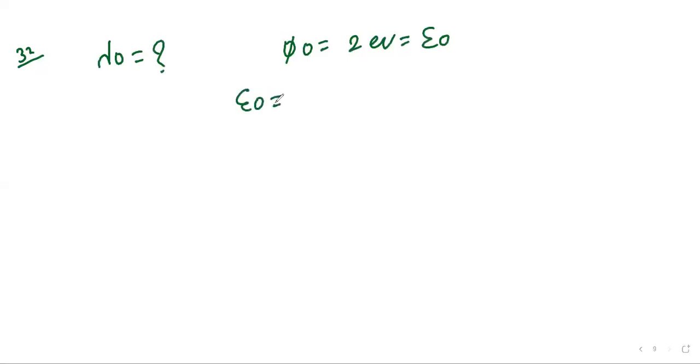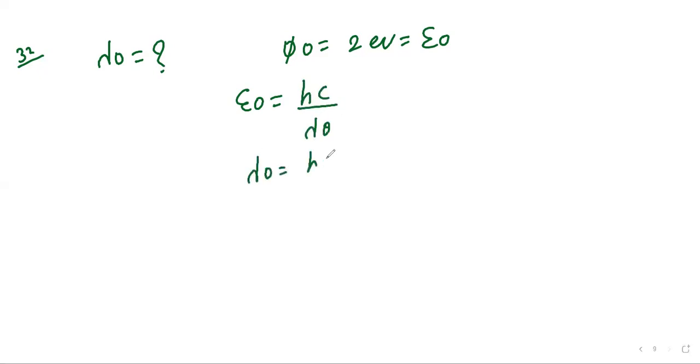So the next question is number 32. The question is the photoelectric threshold wavelength for potassium. You have to find the threshold wavelength, that is lambda naught. Work function is given, phi naught, that is 2 electron volt. It means E naught is given. Understood? So we will use the energy formula: E naught equal to hc by lambda naught. So you have to find lambda naught.